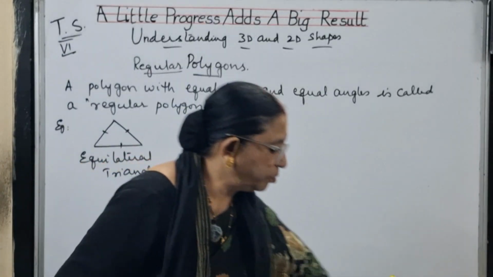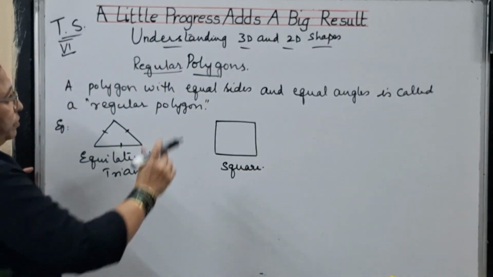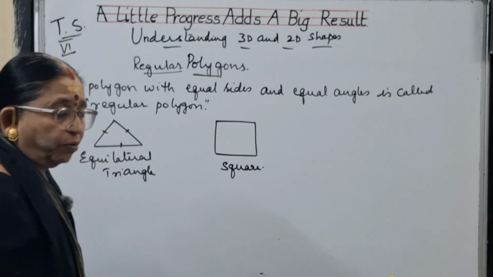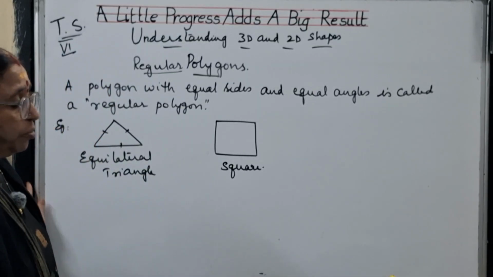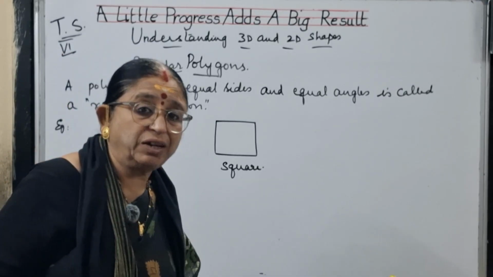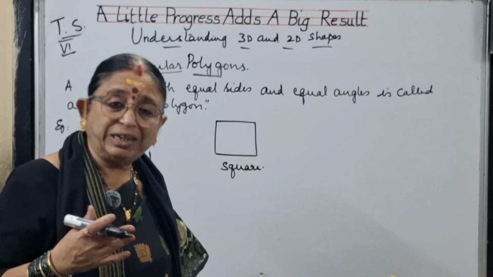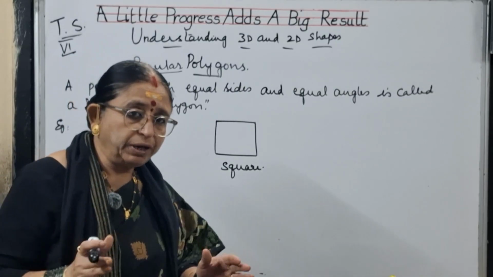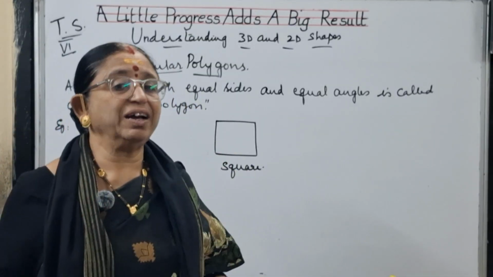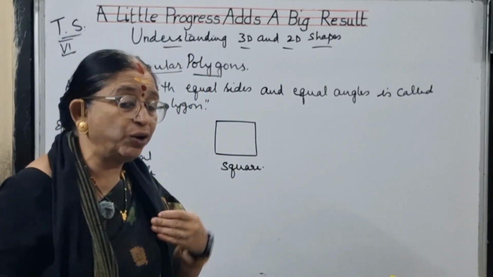Now the next part is about regular polygons, children. Regular polygons means what? Polygon you have already understood: a closed figure with sides. In the earlier case, when we were talking about the sides, we didn't think about how the sides are. What is the measure of the side? What is the measure of the angles formed by joining these sides? We didn't discuss that at all. A polygon is only a figure formed by joining sides. That's all.